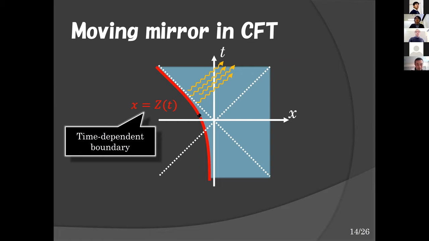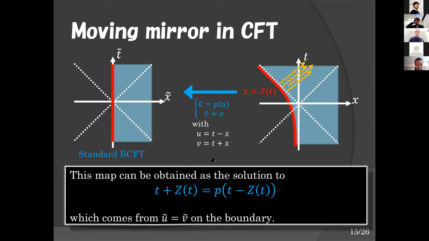Okay, let's explain how to describe the moving mirror in the boundary conformal field theory framework here. And we describe the boundary by capital Z like this, and we consider the time-dependent boundary like this. And here we consider the Lorentzian CFT. We can realize this moving mirror setup very simply in that we consider some particular conformal maps. Here, for convenience, we introduce parameters u equal t minus x and v equal t plus x, and we consider a conformal transformation u tilde equal p(u) and v tilde equal v. And this p(u) is just the solution to this equation.